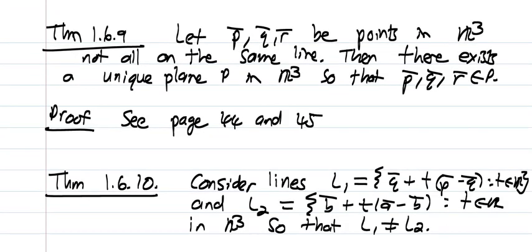Alrighty, another theorem, as promised. If you have 3 distinct points, P, Q, and R, and they do not lie on the same line, then again there's a unique plane in R3 that contains all 3 points. I'm not going to do that proof in this video, so please see pages 44 and 45 in the textbook. But I'm going to do the next theorem.